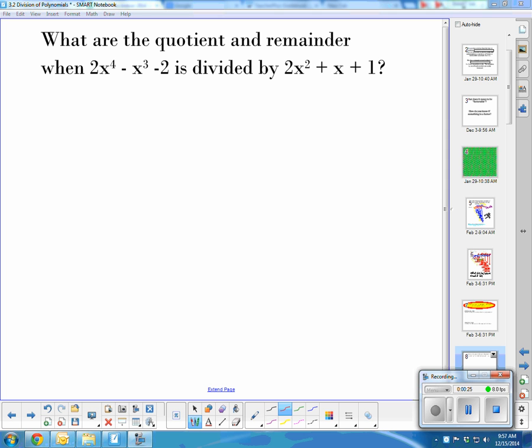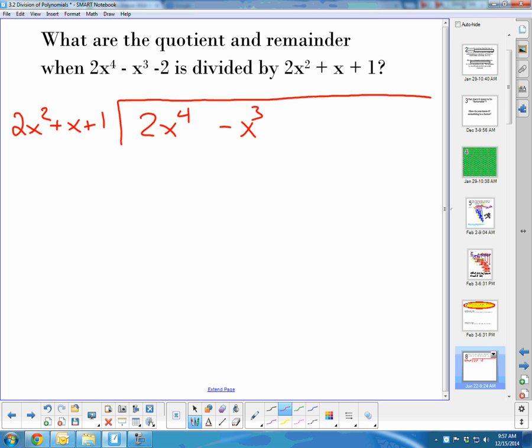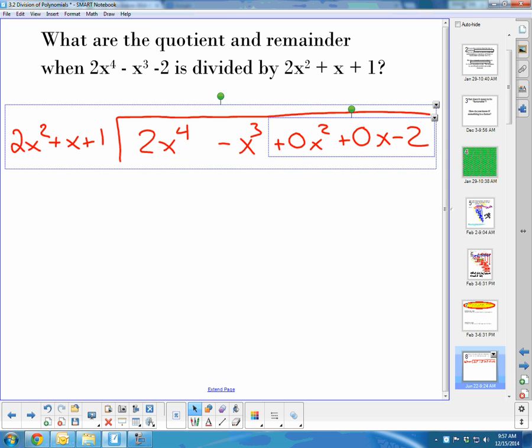So, I'm going to start with 2x squared plus x plus 1 divided by, and I always like to spread it out a little bit, just so I have enough room, 2x to the fourth minus x cubed. Now, I notice I'm missing a couple terms here, so it'd be like missing digits. So I need to include digits of 0 when I write numbers, so I need to include terms of 0 when I write this. So I'm going to have a plus 0x squared plus 0x minus 2. I need to remember to include zeros for missing terms. Oh, I think I wrote that a little high on my screen, so I'm just going to pull it down a little bit.